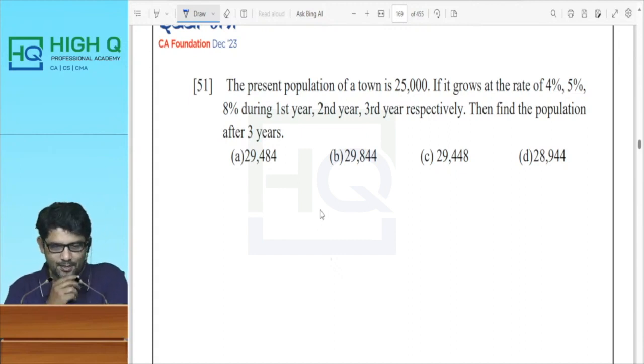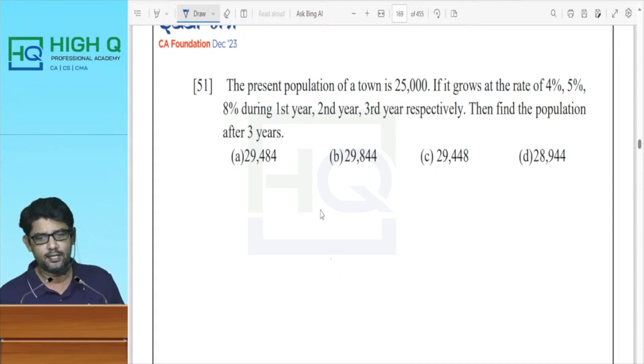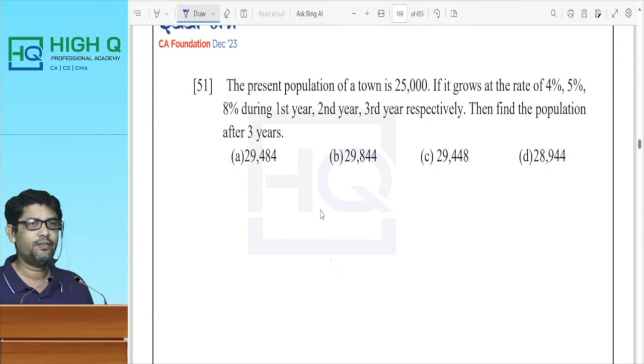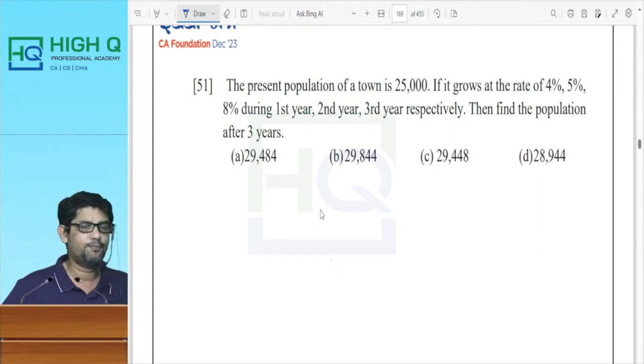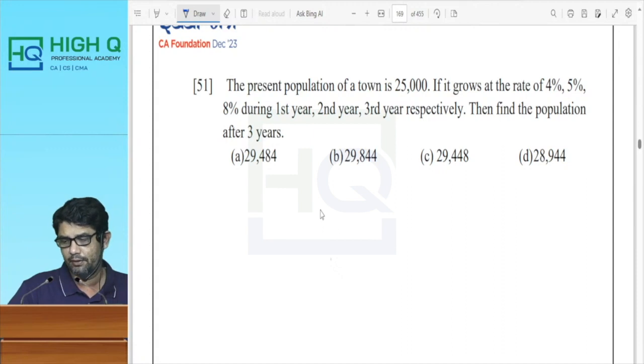Fine. So let us continue with time value of money. Yesterday we did time value of money, and initially we were a little slow, but slowly we gained the momentum and we were doing a little fast. Today also the same momentum we can keep and we'll do it fast only.